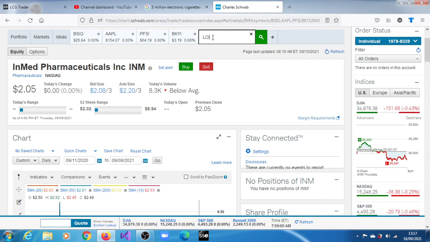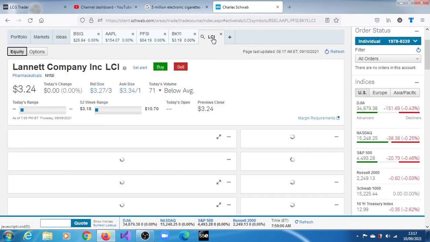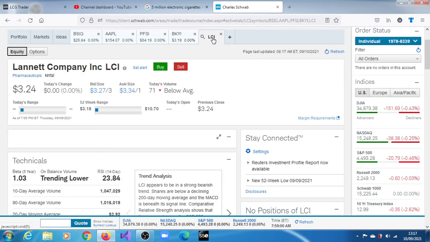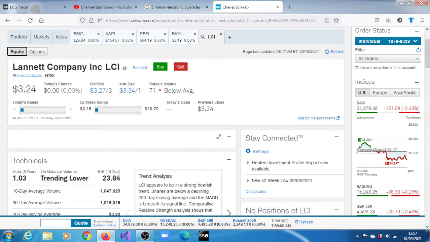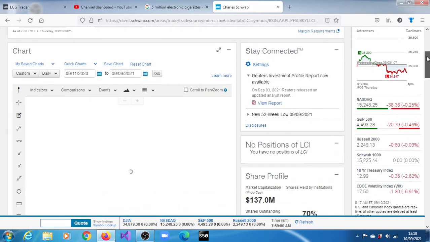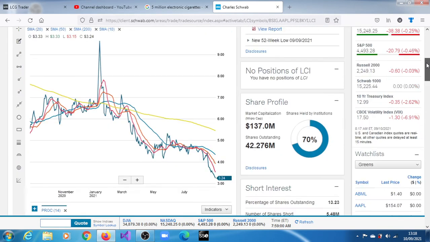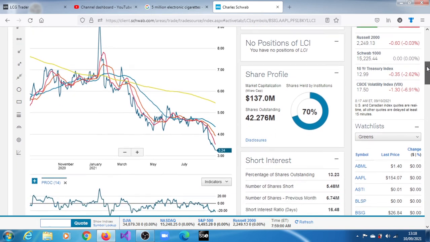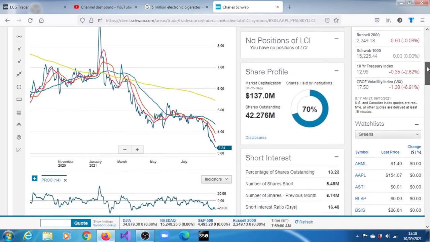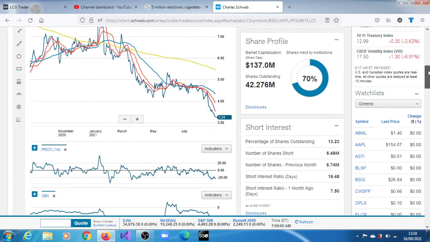Next one is LCI, Lannett Co. Inc. Lannett closed that session at $3.24. Let's see what's going on here. 42.276 million is the shares outstanding, so the float is likely to be less than that. We can also see the underlying trend is a bearish one, but for some time it has been moving sideways.